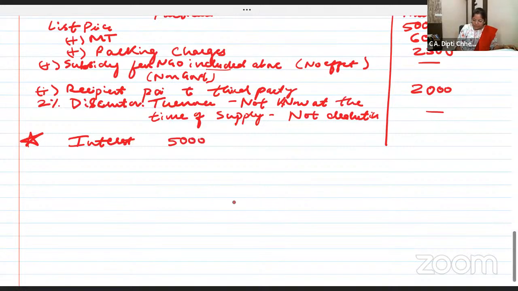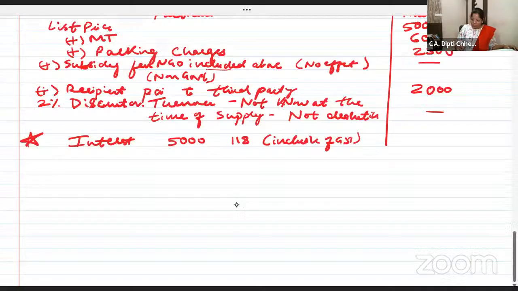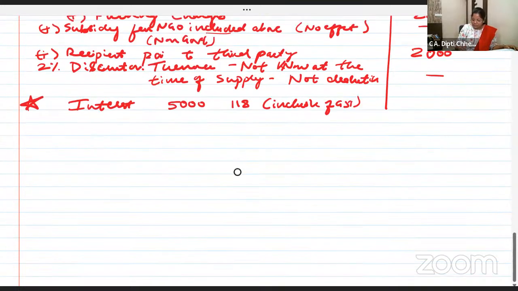$5,000. This is inclusive of GST. Inclusive of GST. Then I'm taking more time to solve now because interest 5,000, 118 hai. This is inclusive of GST. So we want what is the value 100.